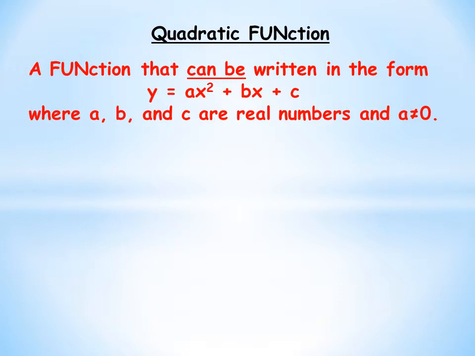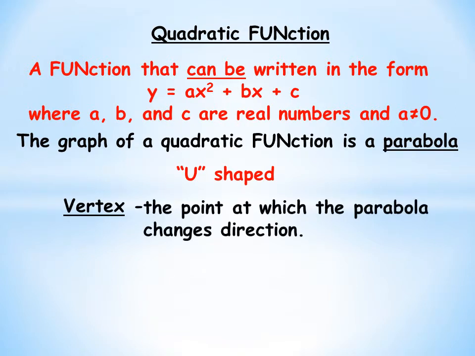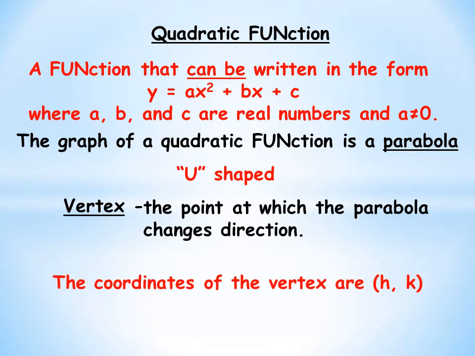The graph of a quadratic function is a parabola, and we often say that that is U-shaped. It has a vertex, and the vertex is the point at which the parabola changes direction. The coordinates of the vertex are given a special name. We call them h and k. It is still an x and y, but we give it a special name so that you know that we are referring to the vertex.